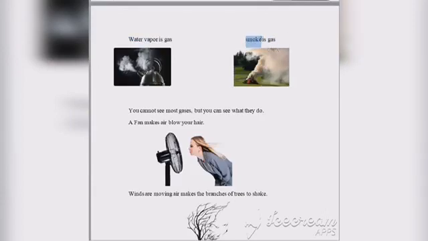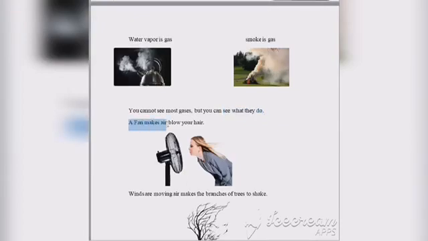Smoke is a gas. When you burn something with fire, you can see smoke. You cannot see most gases, but you can see what they do. That means you can feel gases, but you cannot see them. A lot of them you cannot see.